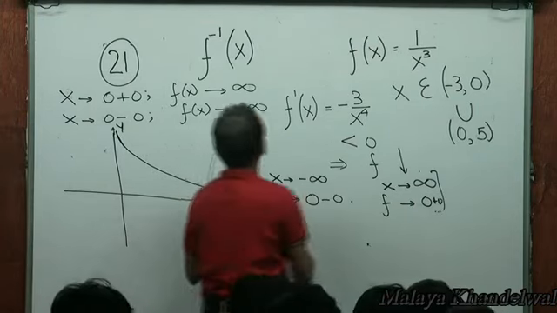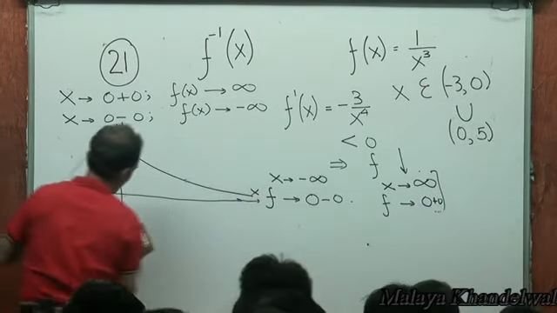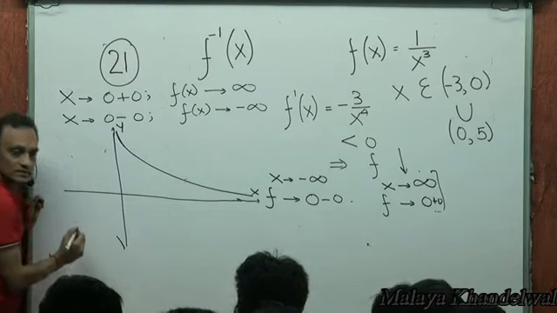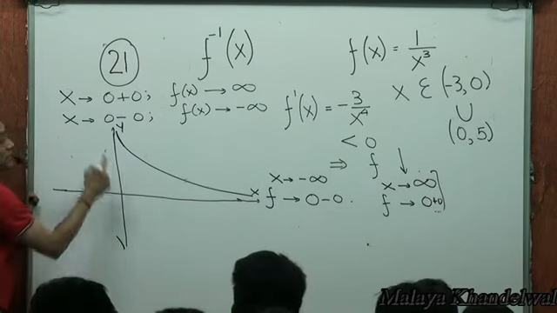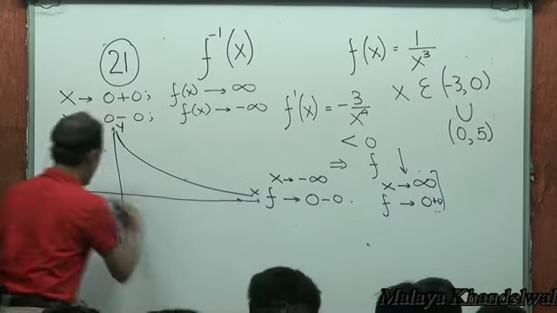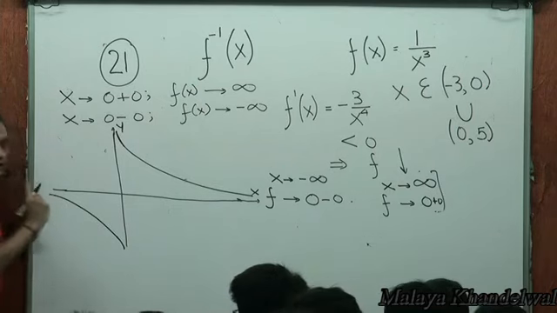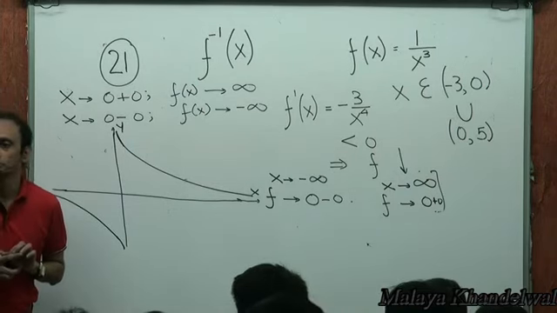As x tends to 0 from the less than 0 side, f(x) tends to minus infinity. And as x tends to minus infinity, f(x) tends to 0 from the less than 0 side. But the entire thing is not the graph of the function.